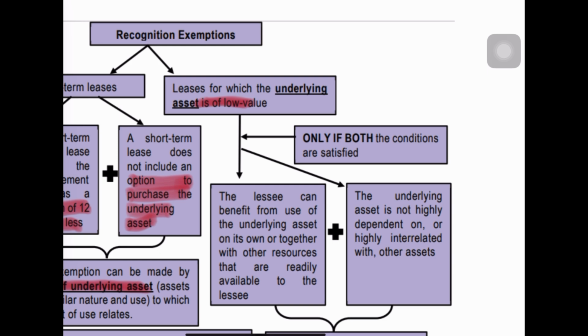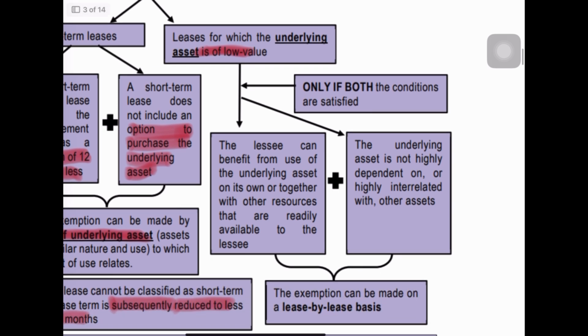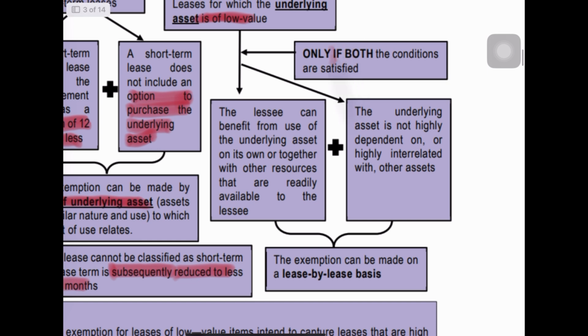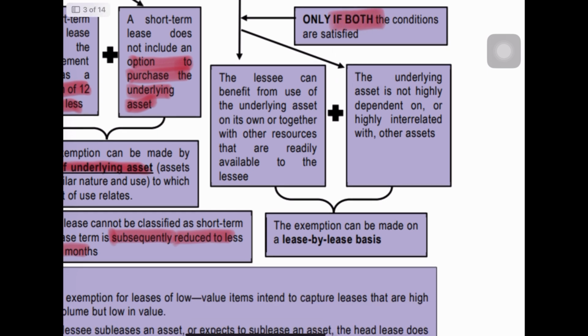Okay. And to qualify for the exemption for low value assets, both these two conditions need to be satisfied. So the first condition is the lessee can benefit from the use of the underlying asset on its own or together with other resources that are readily available to the lessee. So this is the first condition that needs to be met.